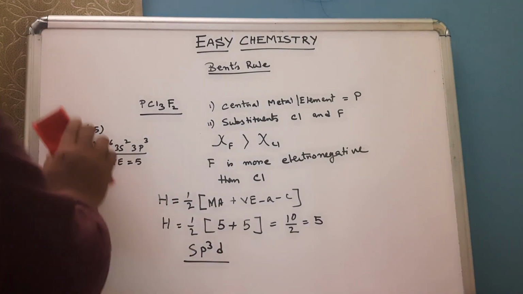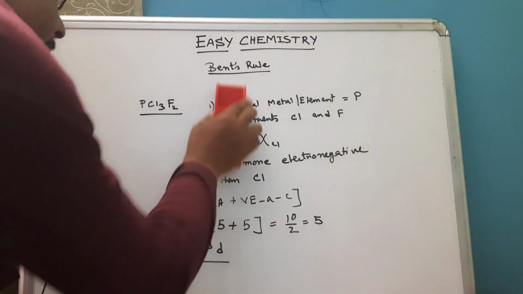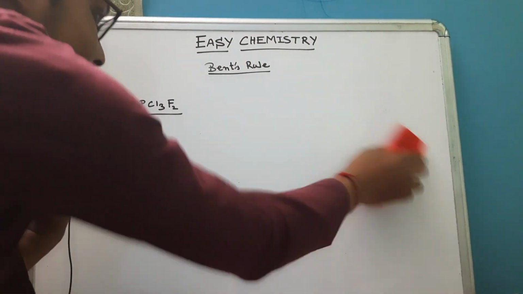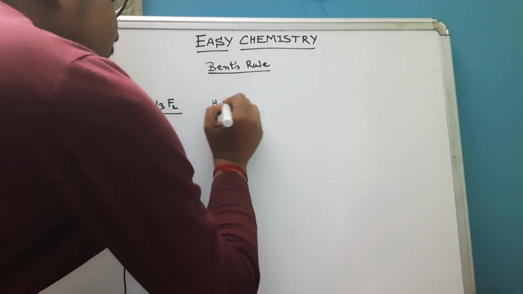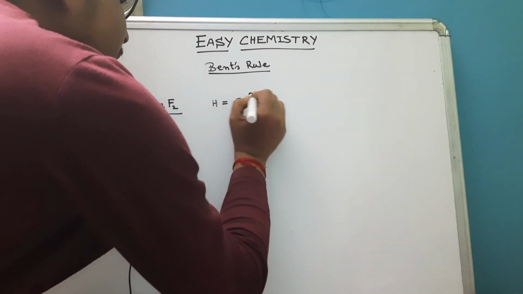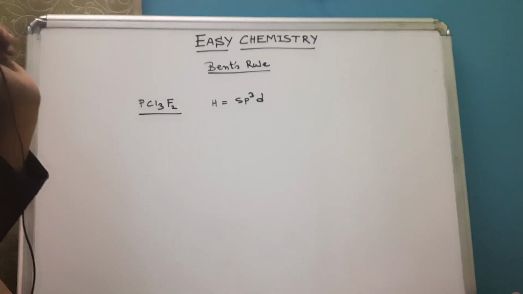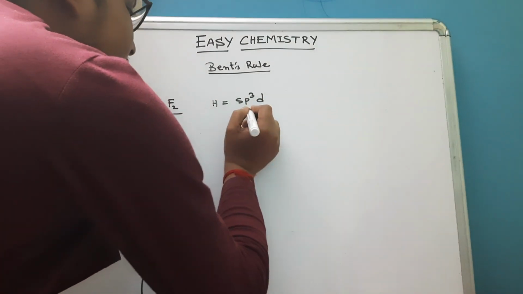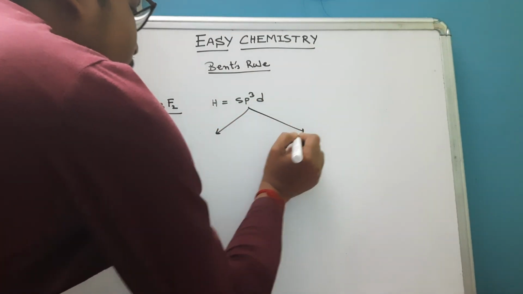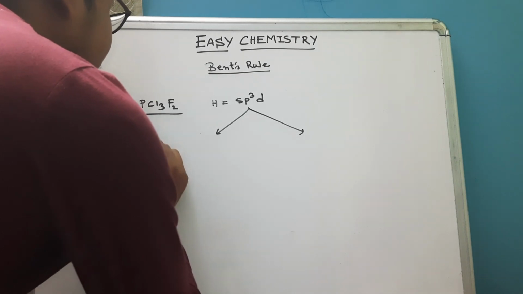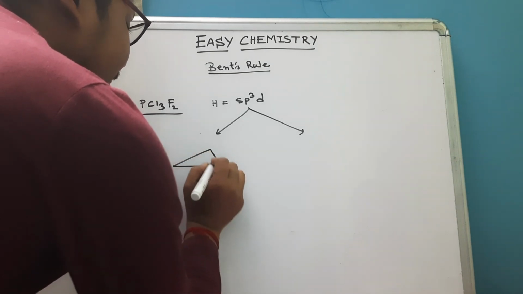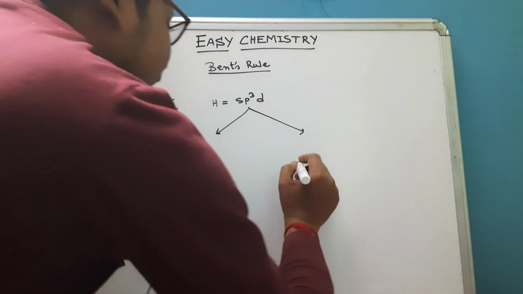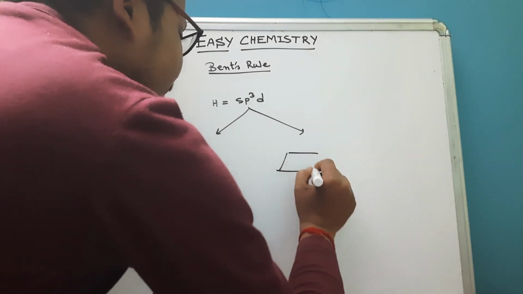So here the state of hybridization is sp3d. So it has two possible structures. One is trigonal bipyramidal and another is square planar.